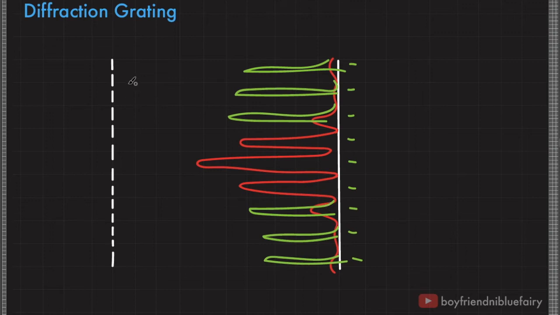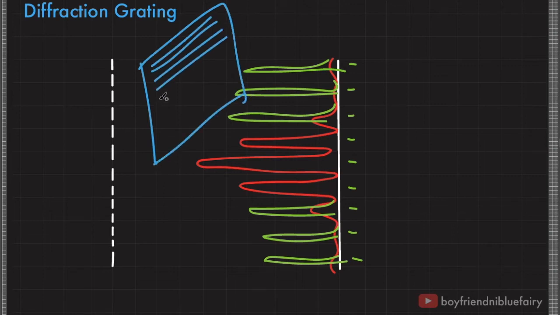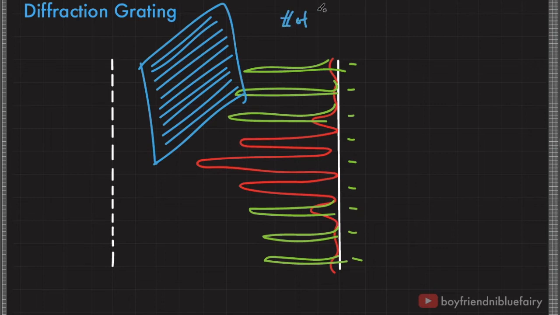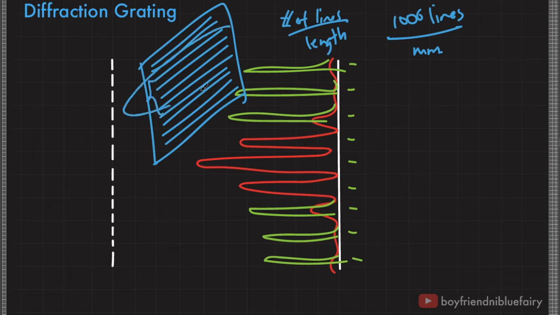So in optics, we have a special term for this kind of optical element, and this is what we call a diffraction grating. Usually you have an opaque object like this, and you just put very tiny slits, and this is what we call a diffraction grating. Diffraction gratings are usually described by the number of lines per unit length. For example, you can buy a diffraction grating with 1000 lines per millimeter. That means there are 1000 slits for every 1 millimeter of this diffraction grating.